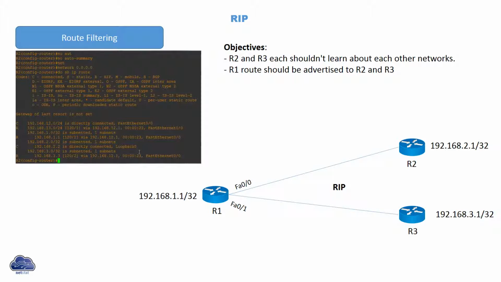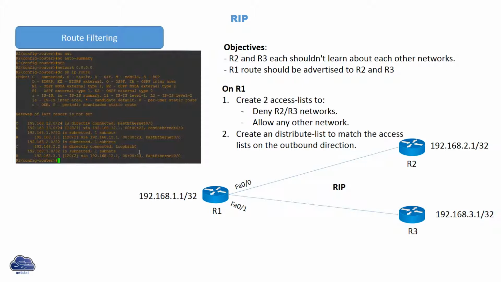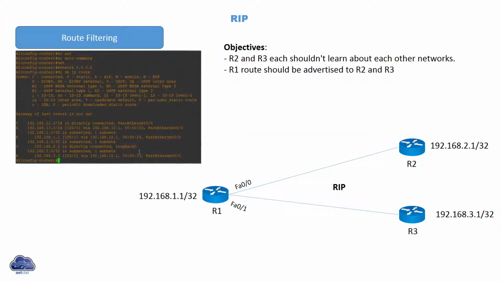We can do that using distribute list. Using distribute list, we can announce or prevent any routes out to specific interfaces on R1. To do that, we need to take two steps. The first is to create an access list to deny the required network. The second is to match this access list in a distribute list out of the interfaces.